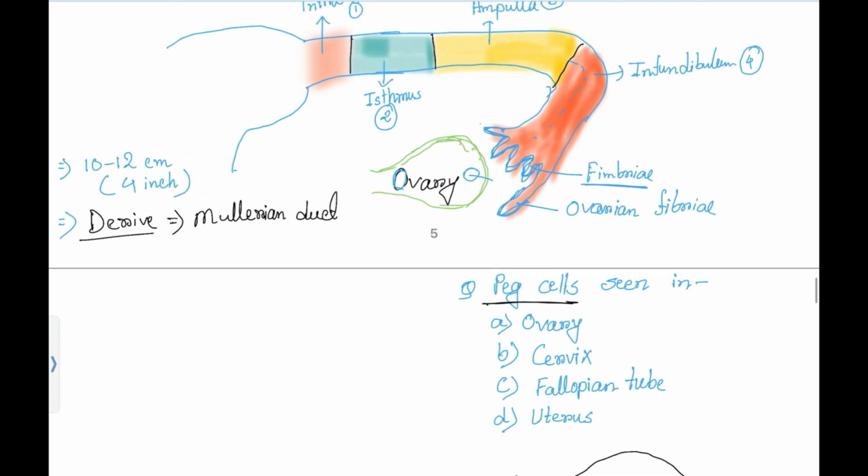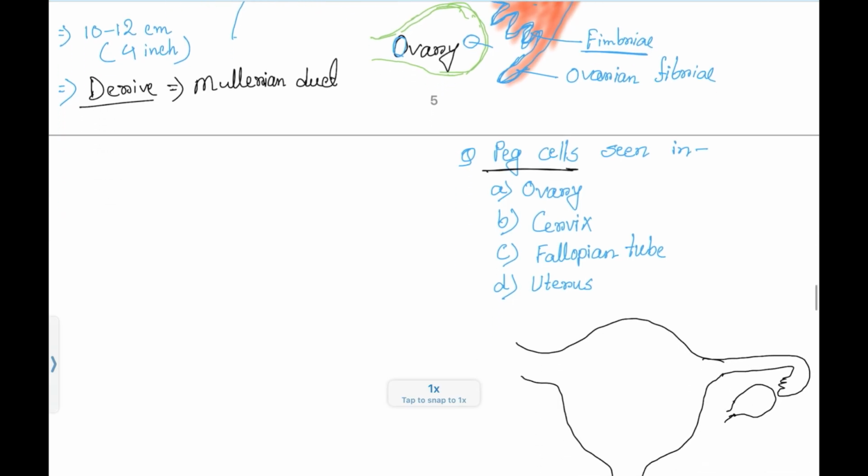If you look at the fallopian tube surface lining, you will see one unique characteristic. I will draw one picture like this. This is the surface of the fallopian tube, and on this surface, ciliated columnar epithelium is present. Ciliated columnar epithelium means obviously there will be cilia present in this fallopian tube.